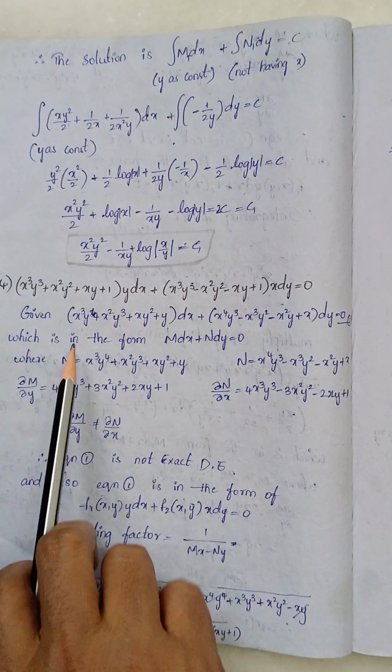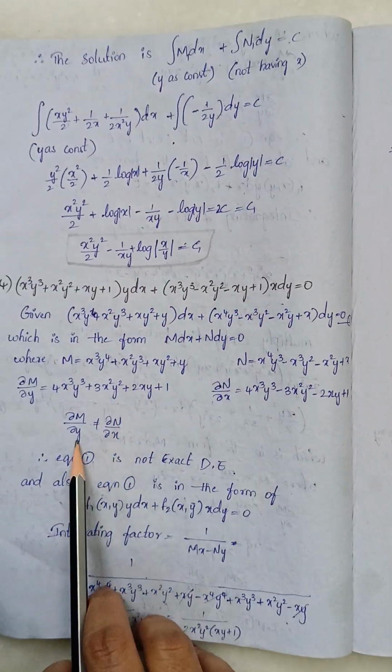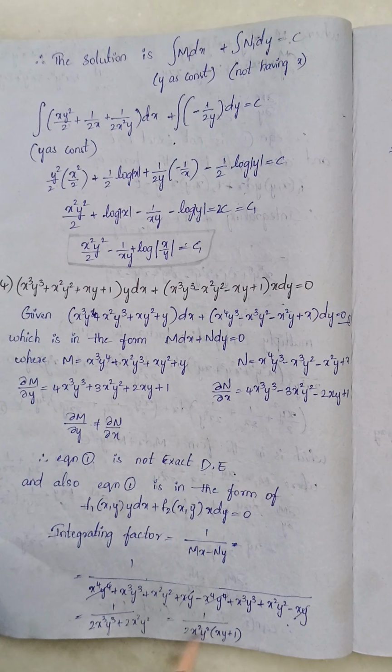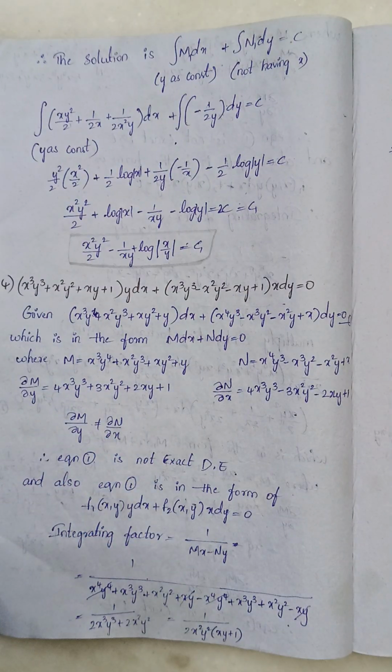And similarly see another problem, function into y dx plus function into x dy. Obviously dou m by dou y is not equal to dou n by dou x, and which is also in the form like this. So the integrating factor is mx minus ny, after cancellation we are getting like this, right? Here somewhat lengthy, right? Here when you are taking common, then 2x square y square common here, then xy plus 1 will be there, and multiply this integrating factor to this and split.